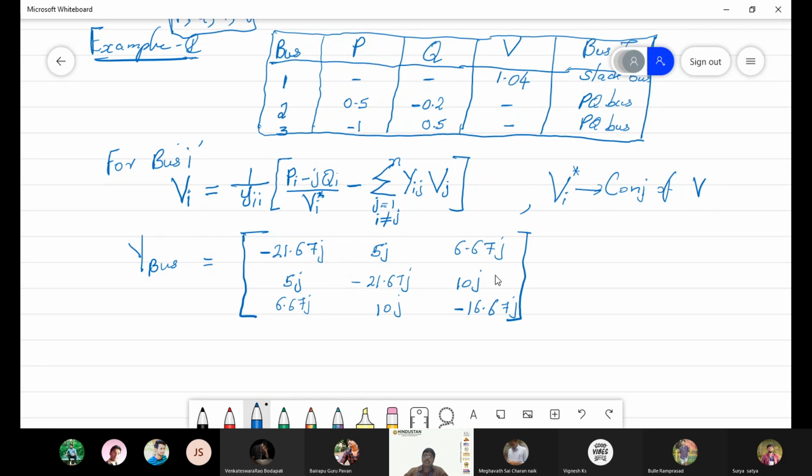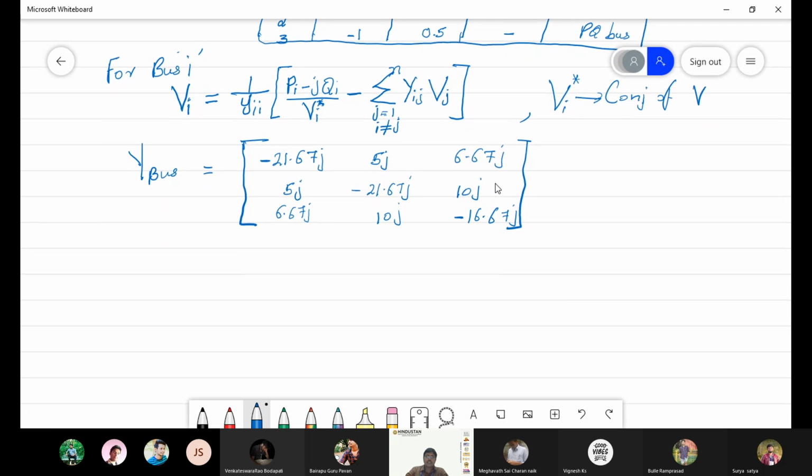From this we can find out the values of y11, y12, y13, and all other values, all right? Now what we are going to do is substitute in this formula. So this formula we are going to take. For bus 2 we need to find out. Therefore, for bus 2, which implies i is equal to 2, I am just substituting this.